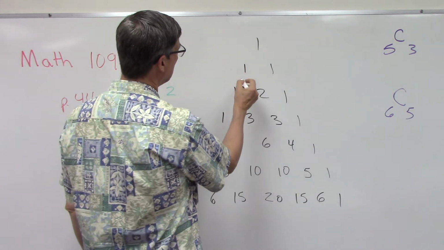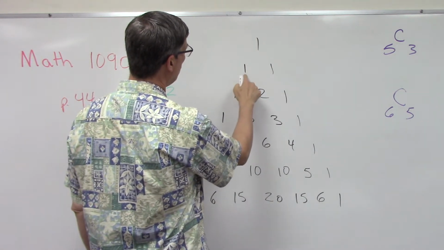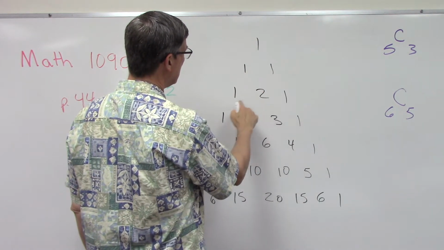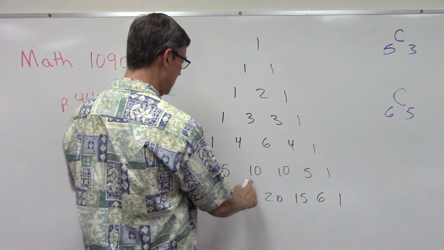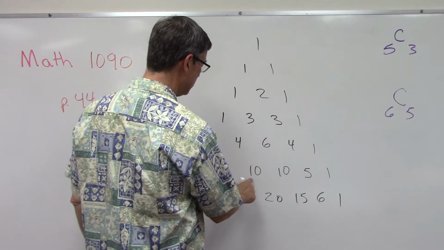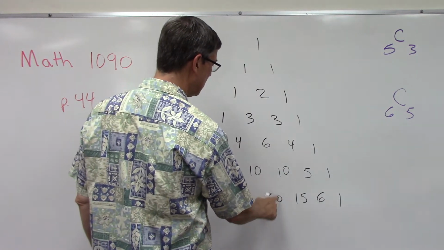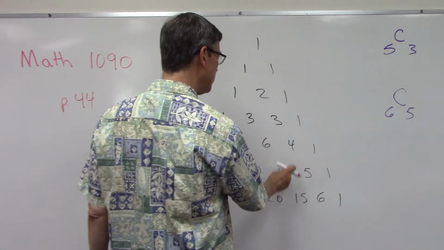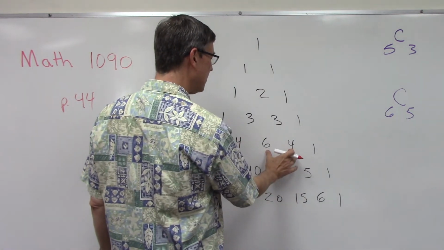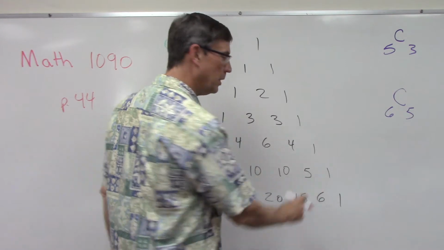Notice something else here. If I add 1 plus 1, I get 2. If I take the 1 and the 2, I get 3. Let's jump down here. 5 and 10 come together to form 15. 10 plus 10 is 20. 6 plus 4 is 10. You see how the numbers that are above it come together and form that number.